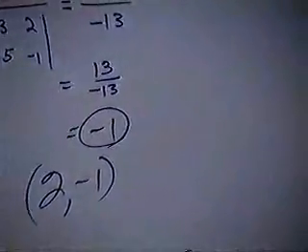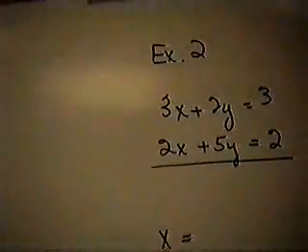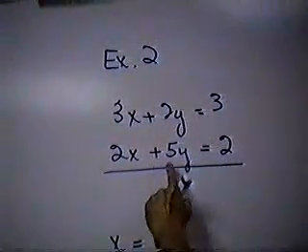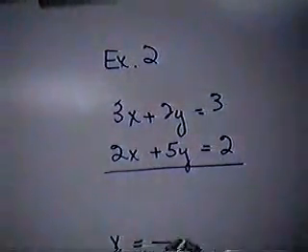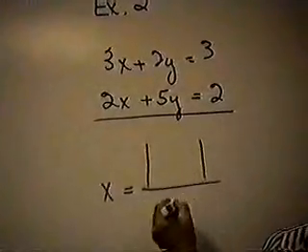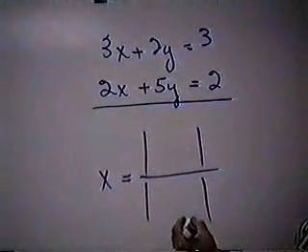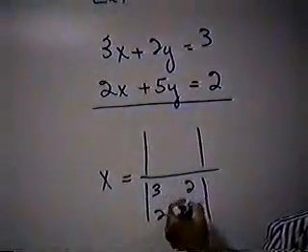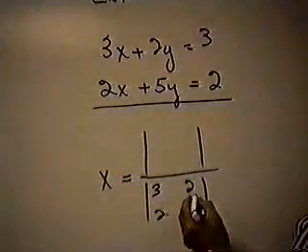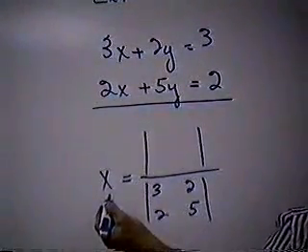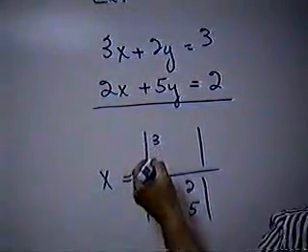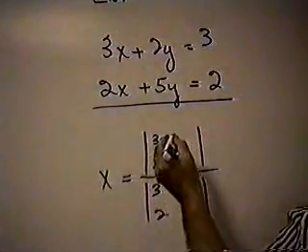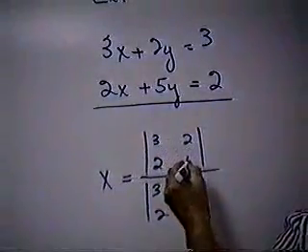All right, let's look at example 2. Looking at example 2, we have 3x plus 2y equal 3, 2x plus 5y equal 2, so we're going to solve for x. Okay, the determinant top and bottom. Now I do the bottom first, so that would be 3, 2, 2, 5. The numerator now, I do what? I'm looking for x, so I replace the x column with the constants. Oh, they happen to be the same thing. 2 and 5.